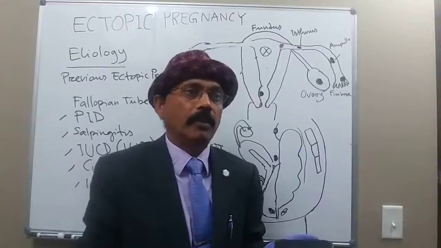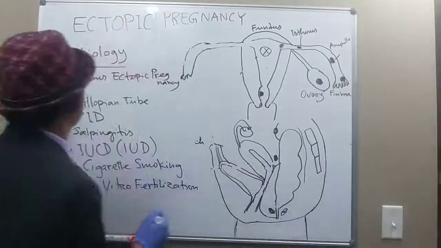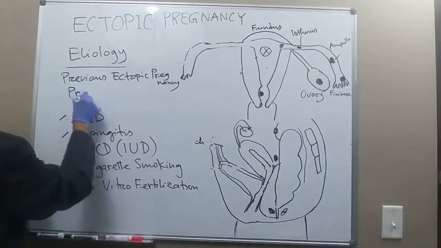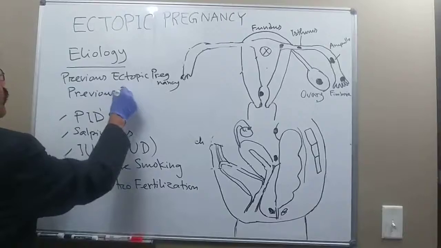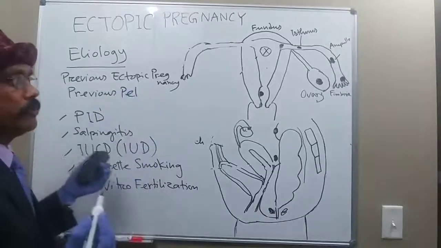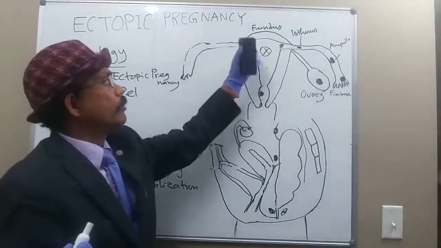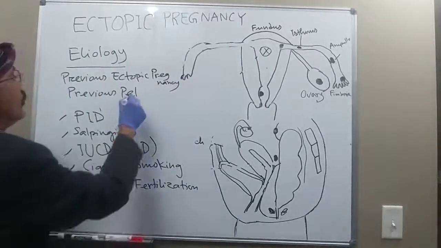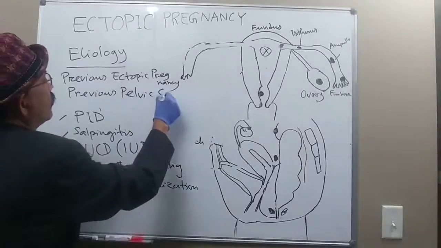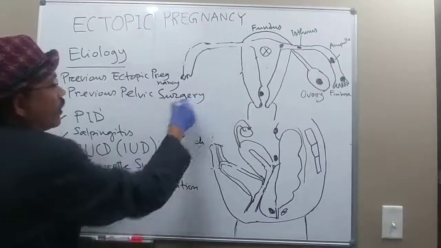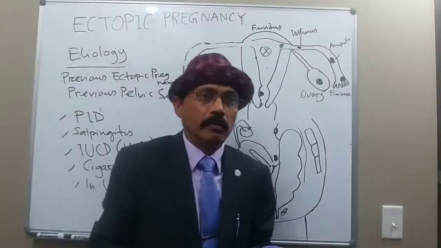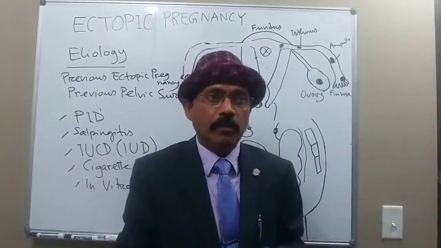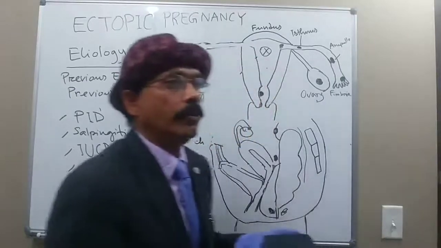That is the possibility. Or previous pelvic surgery, that may lead to adhesion. Previous pelvic surgery due to any reason, maybe in the fallopian tube, maybe in the uterus, or any other place, in the appendix, so that may cause adhesion. So there are many reasons for ectopic pregnancy. Okay, we got that.